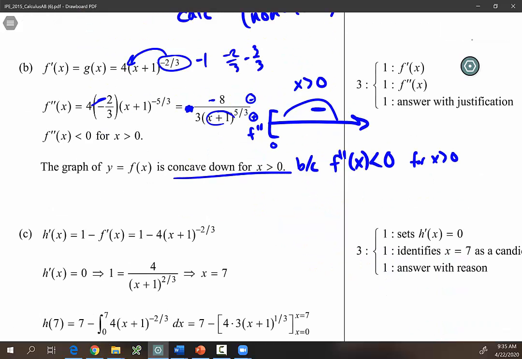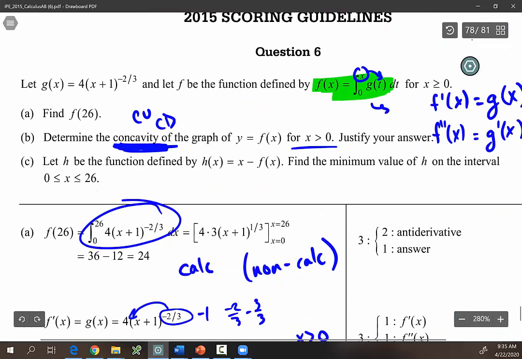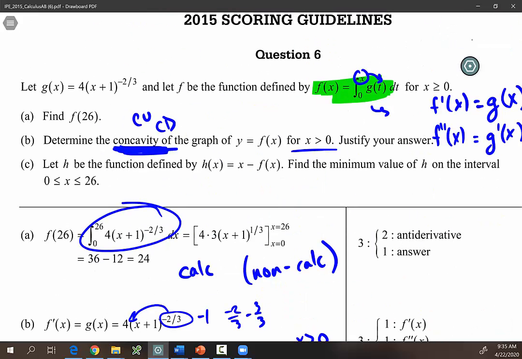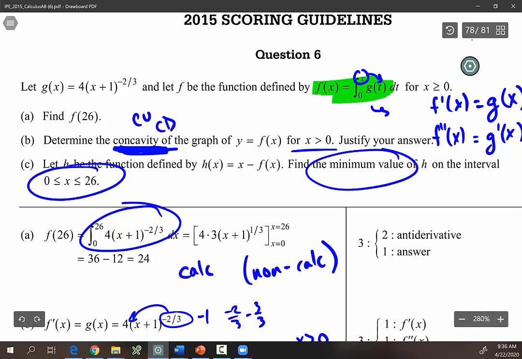Technically, the one critical point where this would change would be at x equals negative 1, right? If we set the top and the bottom to 0, you get x equals negative 1, sorry, an inflection point. So it would be concave down for x greater than negative 1 and concave up for x less than negative 1, but they didn't ask about that. All right, and then C says let h of x equal x minus f of x and find the minimum value, 0 to 26. So that's an absolute minimum.